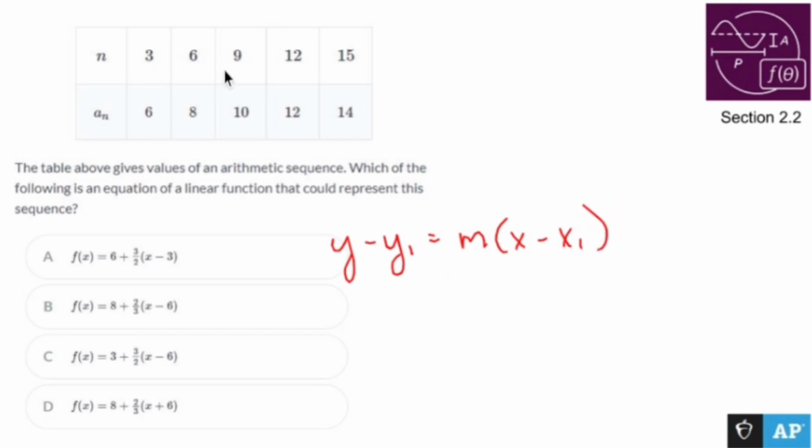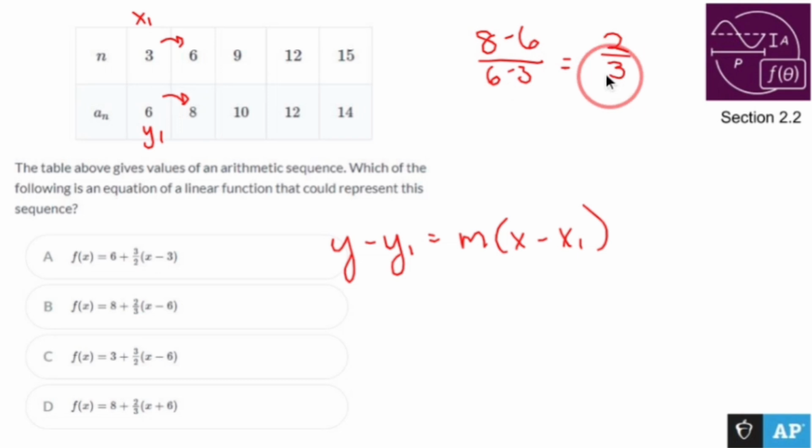So what I'm going to do is use this information. I'll call you x sub 1. I'll call you y sub 1, right? That way I can plug stuff in. It looks like they want me to use 3 and 6? Maybe, I don't know. We'll find out. And what I also need to do is find my slope. The slope can be found by doing something like 8 minus 6 over 6 minus 3. This is the slope formula. 2/3.